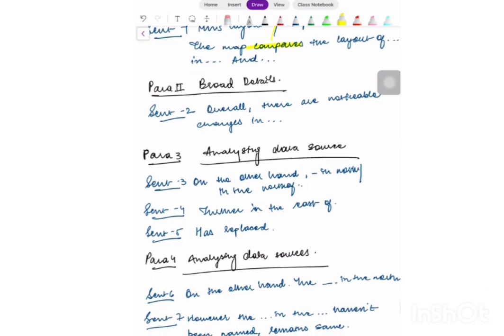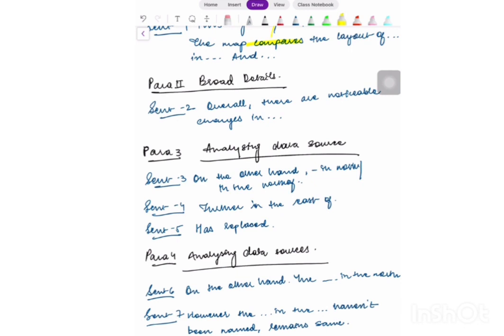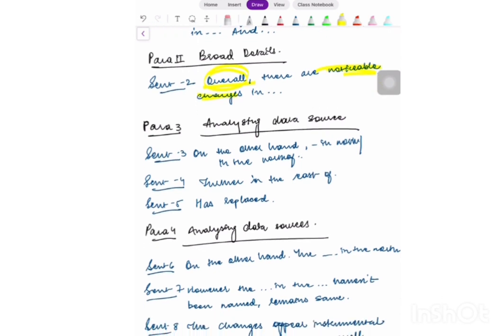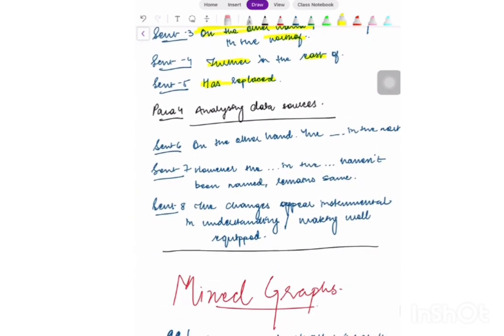Then para 2 is about broad details. So overall there are noticeable changes in. So this is the overview. You can write overall the noticeable changes are in so and so things. Then para 3 is about analyzing the data source. So on the other hand, you can write in the north of, further in the east of, these changes were observed or it has replaced this. Then para 4 is the same, analyzing the data source.